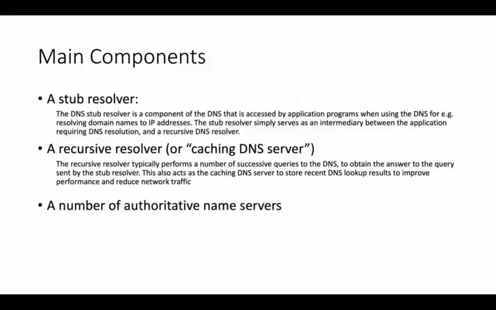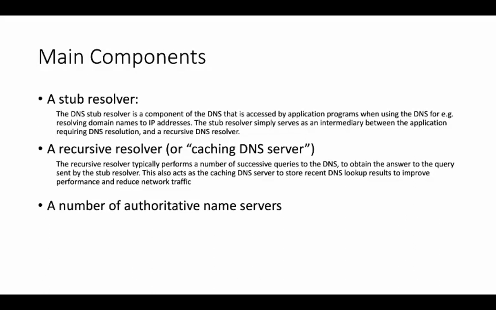Now, the main components of this DNS server that we are talking about are three, if we are to break it down. We have a sub resolver, and we have a recursive resolver, or a caching DNS server. And then we have a number of authoritative name servers. Now, this sub resolver, we are saying that it's something that acts as an intermediary between you, the client, where the client here can be the web browser, like Chrome, and then the recursive resolver.